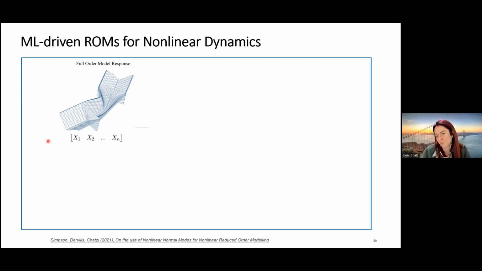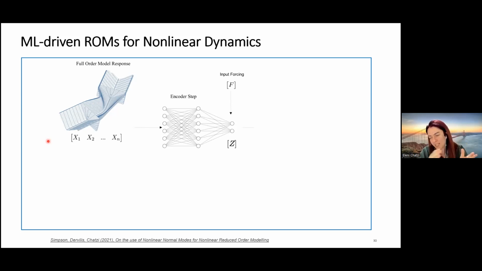And we use these responses for training an autoencoder, essentially a neural network that has two phases: the encoder phase, which tries to bring down the large dimensionality of the system to few latent variables that are still indicative of the dynamics, that are capturing the salient dynamics effects.